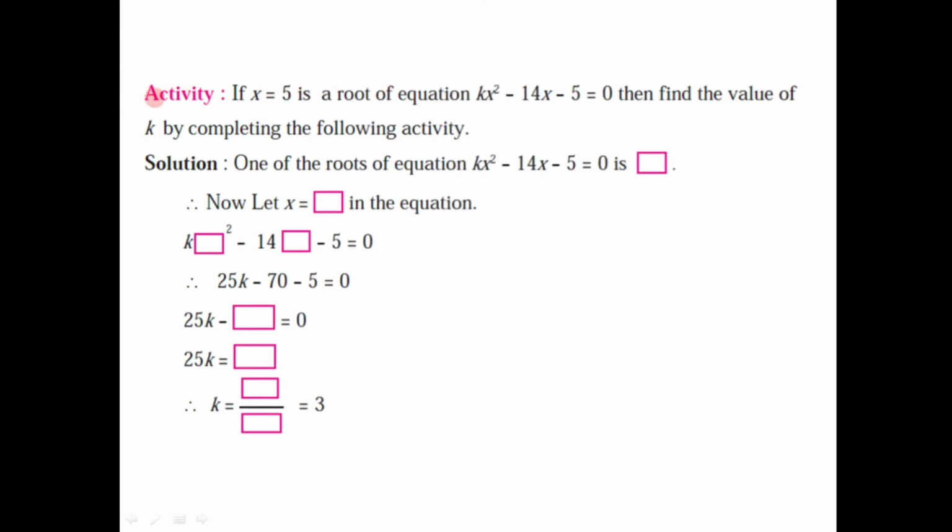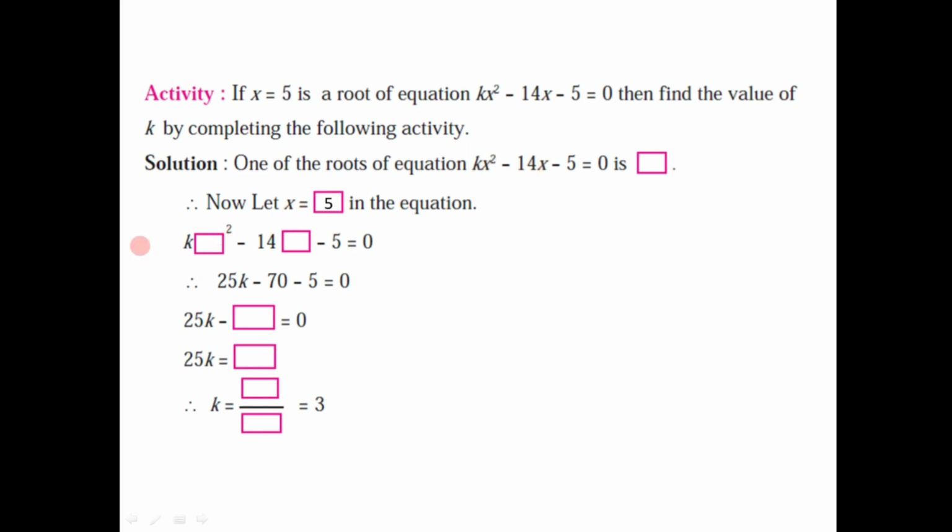Now let us have one activity based on this concept. It is: if x is equal to 5 is a root of the equation kx square minus 14x minus 5 is equal to 0, then find the value of k by completing the following activity. The first step is, one of the roots of the equation kx square minus 14x minus 5 is equal to 0 is given to be 5. As x is equal to 5 is the root of the given equation, we have to substitute x is equal to 5 in this equation.